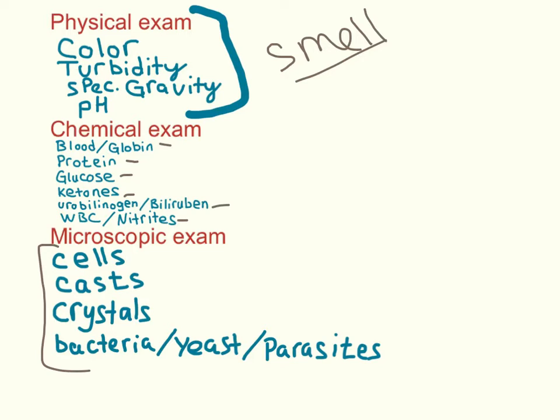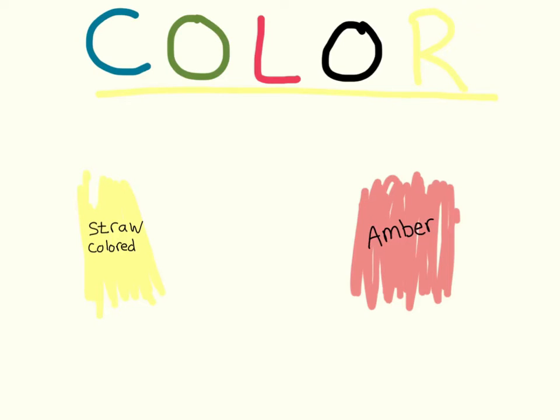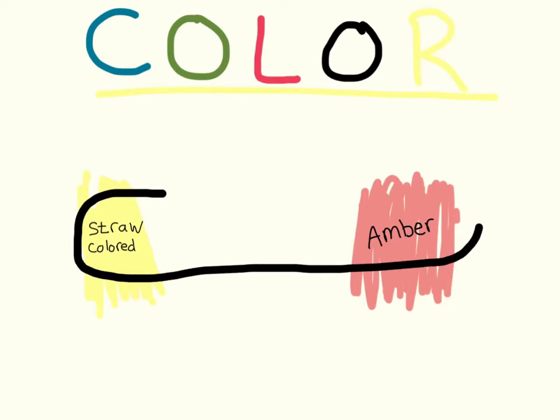So what do all of these things mean? All right, the first thing you're going to look at on a physical exam is the color. The normal color can be anything from straw-colored all the way up to amber.